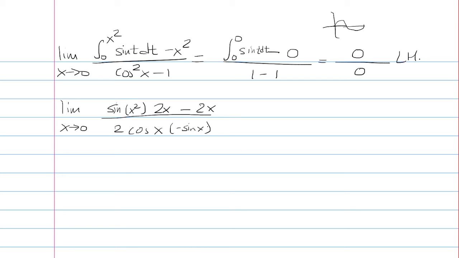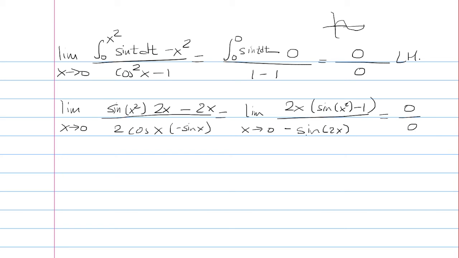So the derivative of cosine is negative sine. Derivative of negative 1 is 0. And at this point, I'm just going to simplify this. So I can factor out a 2x from the top and be left with sine of x squared minus 1. On the bottom, I can rewrite this as negative sine of 2x, since sine of 2x is 2 times sine x cosine x. And at this point, I can plug in x equals 0 and still get 0 over 0.